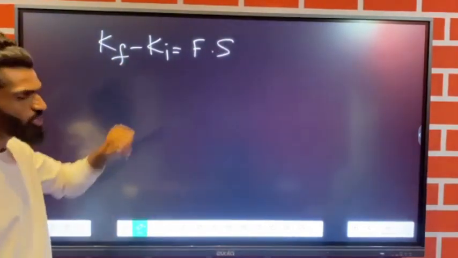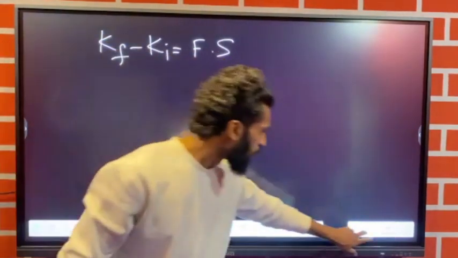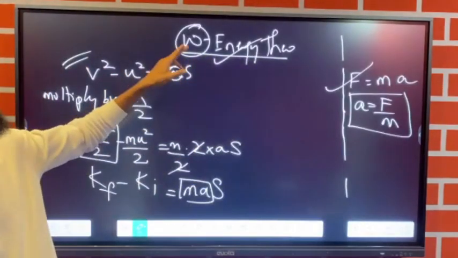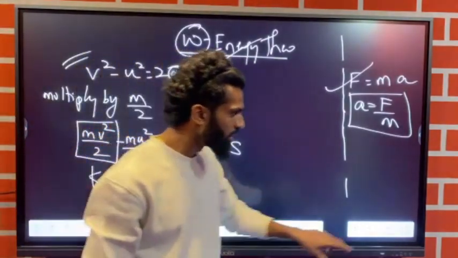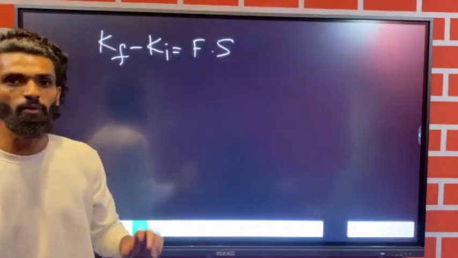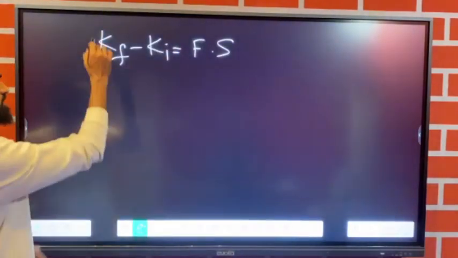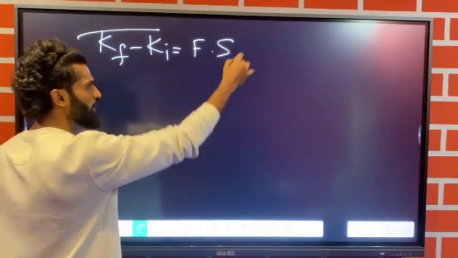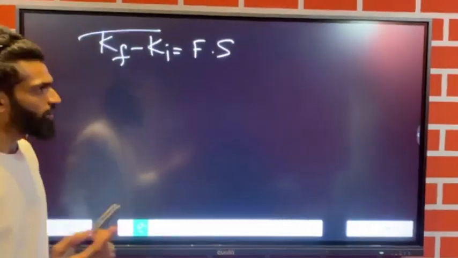Again, I can simplify this one more. Why should I simplify this? Go back to the question. Question says work energy theorem. In my final answer, one side should completely be energy terms, and the other side should completely be work terms. Now here, this is completely energy terms. This has to be in terms of work. Think as to what formula can be used.